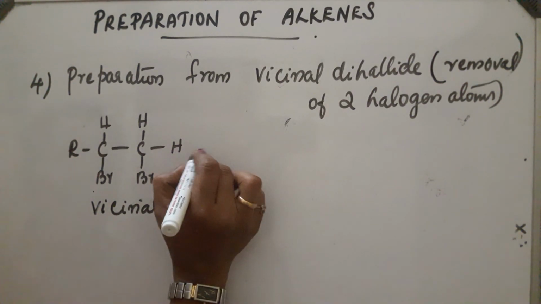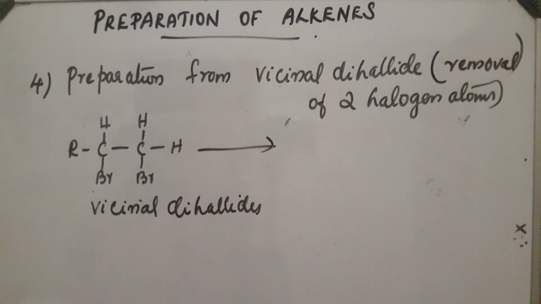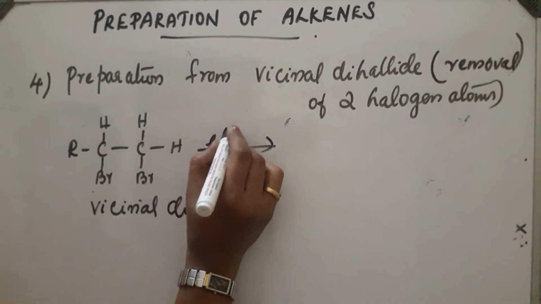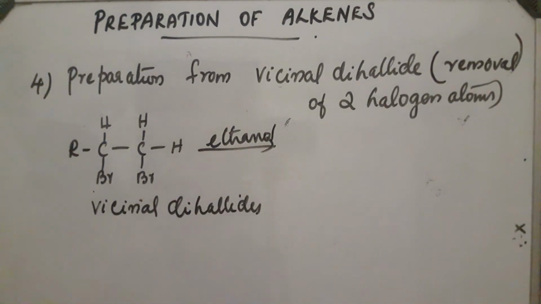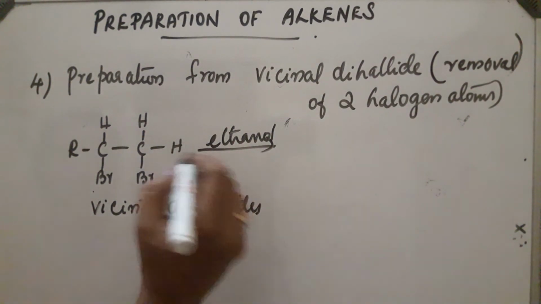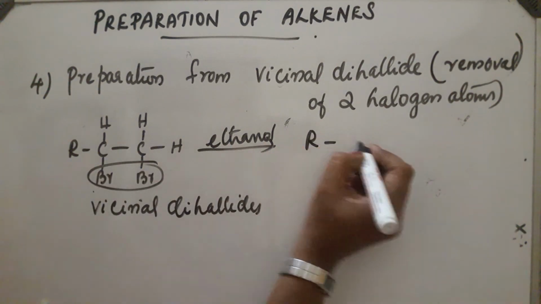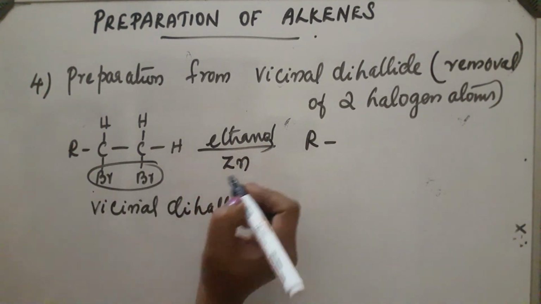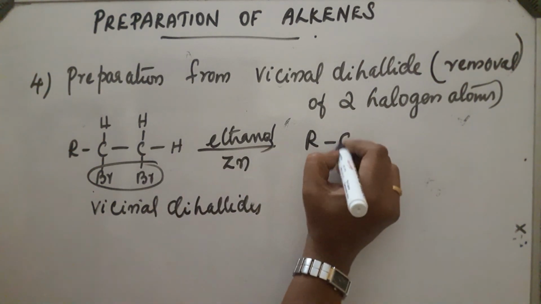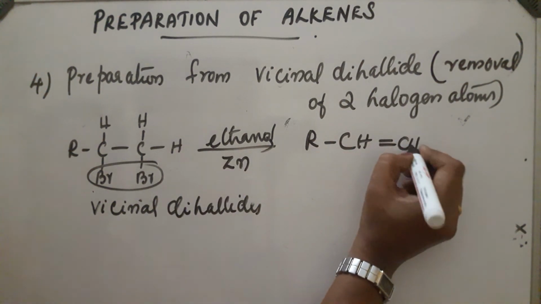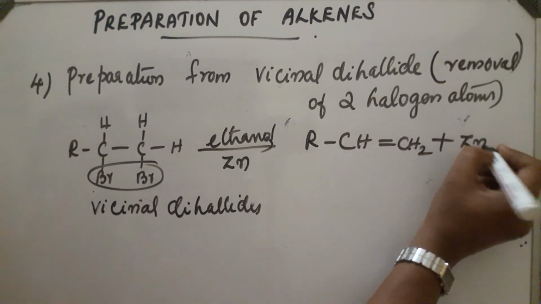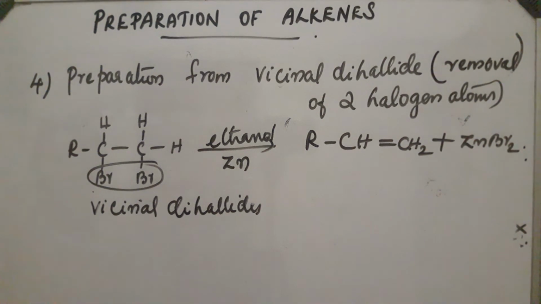For vicinal dihalides, what will be the reaction? In the presence of ethanol, the reaction takes place. The Br2 is removed, in the presence of zinc. So ZnBr2 is removed, giving R, double bond CH2, plus ZnBr2. In the presence of zinc and ethanol, the reaction takes place and it gets converted into an alkene. This much about the preparation of alkenes.